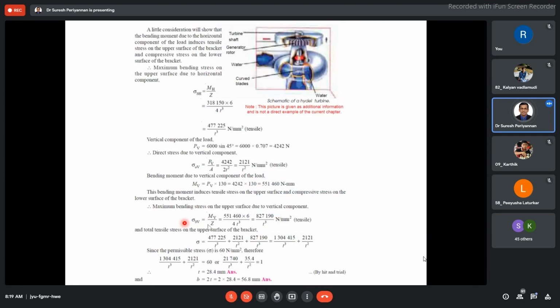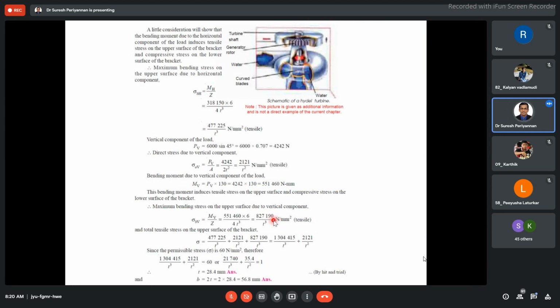Then we find the bending stress with respect to the horizontal load. The bending moment has been found with respect to the horizontal load, and we call that stress sigma BH. Sigma BH is nothing but 477,225 divided by T cube. Similarly, we first found the vertical bending moment, then with its help we find the stress.